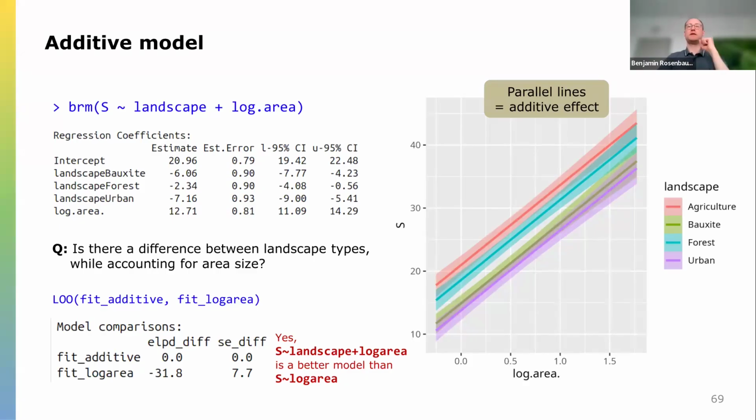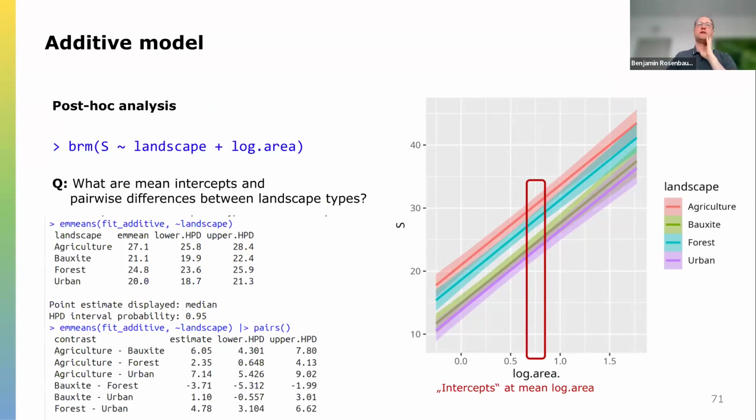However, if you are actually interested in specific differences here, you can use the EM means package again. So here, EM means for the landscape variable gives you the actual intercepts here. And you can extract their pairwise differences, for instance, if you're interested in a specific pairwise comparison, also with the EM means package.